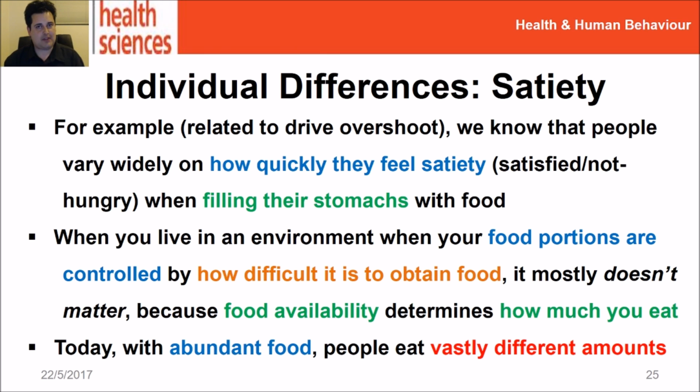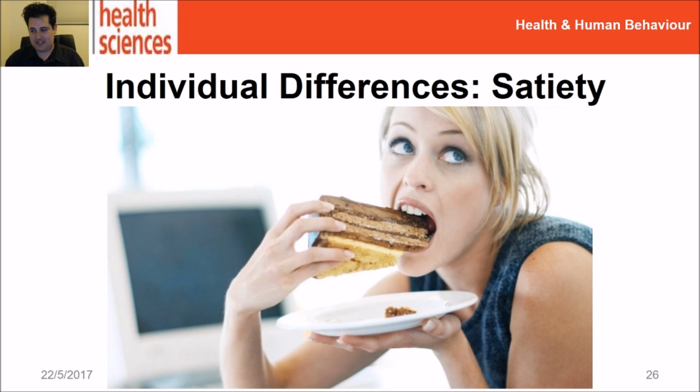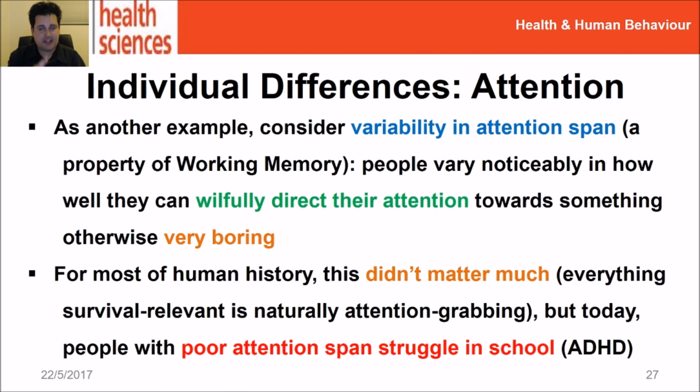So it didn't really matter that people have vastly different levels of satiety, that some of us get full really quickly and therefore don't put on a lot of weight when eating calorie-rich food, whereas other people get full very slowly. And doing the exact same behavior regulation, eating until you stop being hungry, is now devastatingly bad for your health. It's an individual difference. Another quick example on this that I can give is variability in attention.